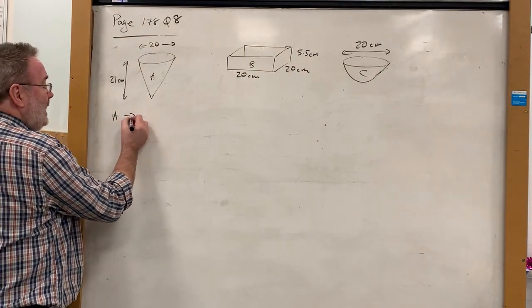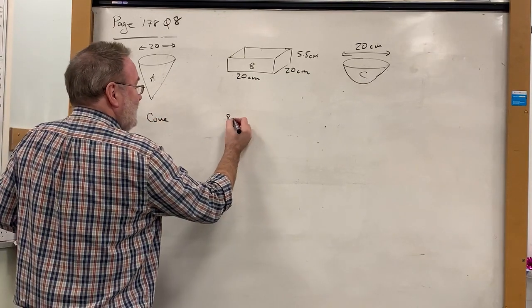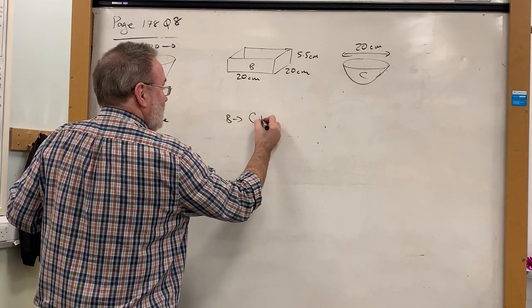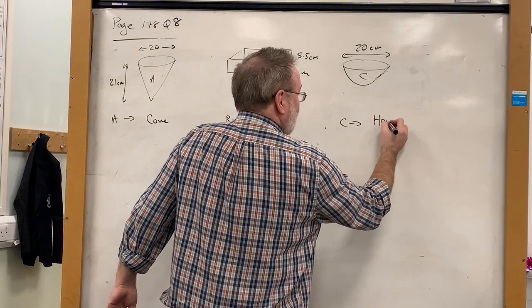Shape A is obviously a cone. Shape B is obviously a cuboid. And shape C is a hemisphere.